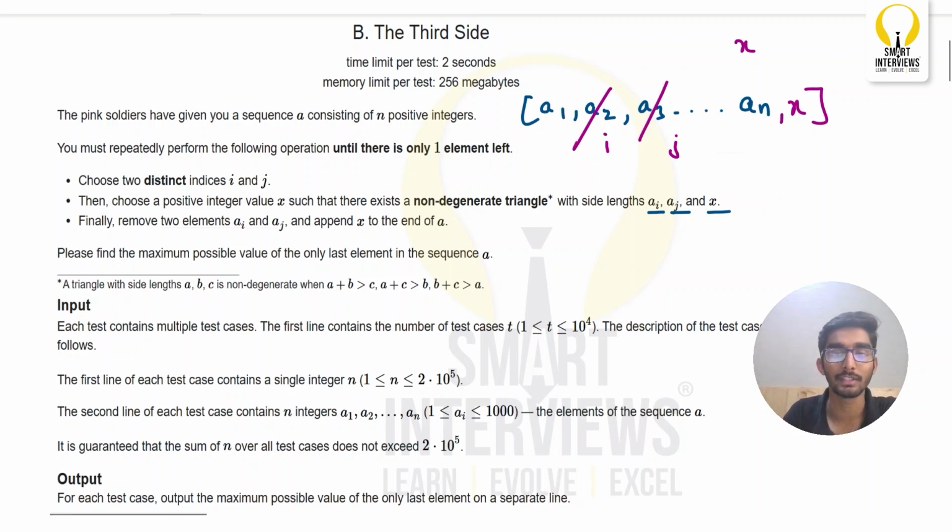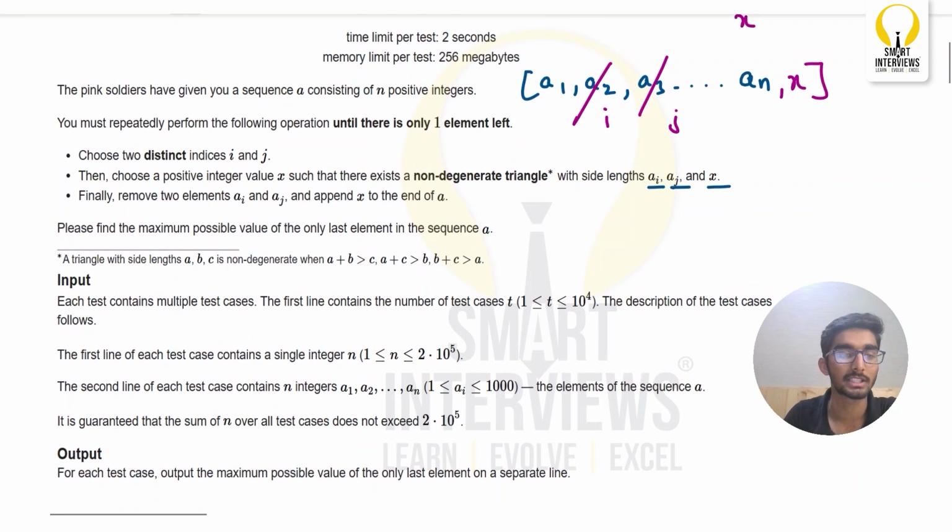You are given t number of test cases. Each test case contains two lines. The first line contains a single integer n. The second line contains n integers a1, a2 and so on up to an. It is also given that the sum of n over all the test cases does not exceed 2 into 2. For output, print the maximum possible value of the only last element on a separate line.